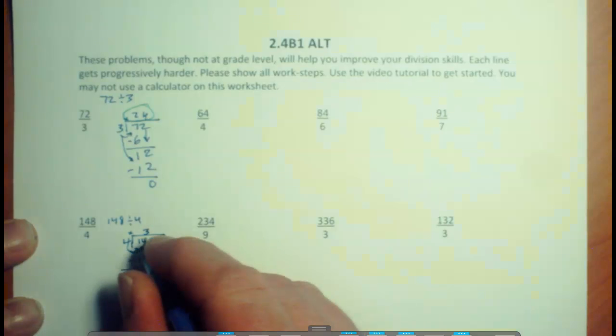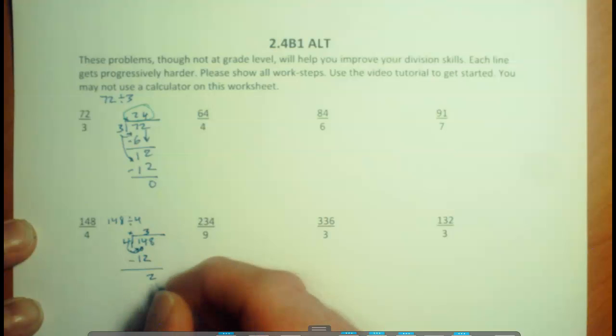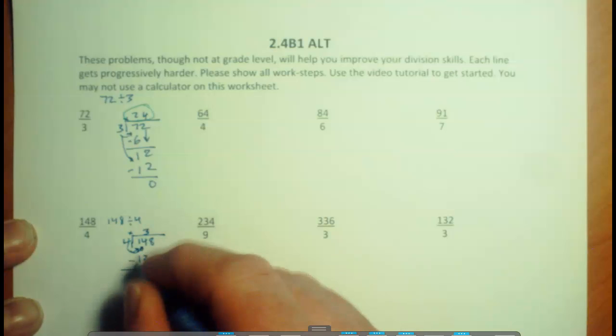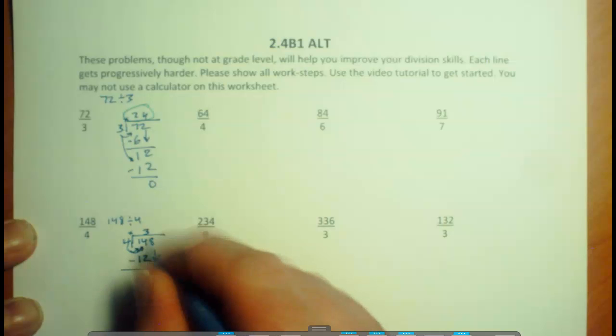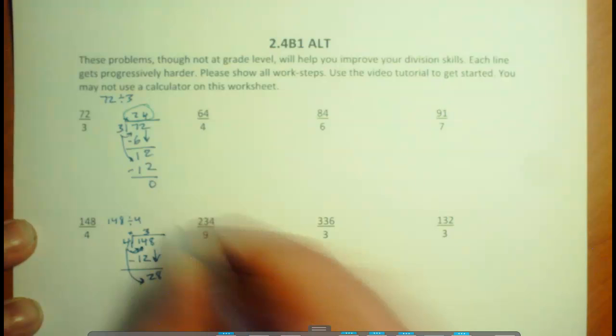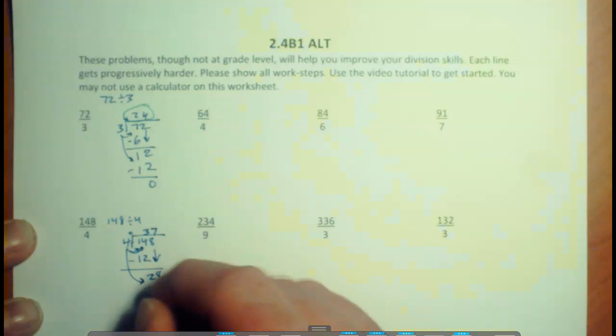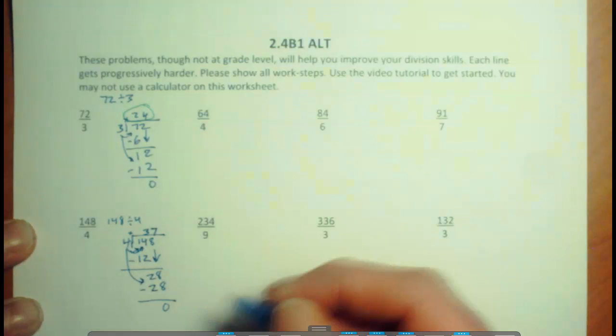We'll subtract. Well, 4 minus 2 is 2. 1 minus 1 is 0. So we have 2 left over. Now, of course, 4 doesn't fit into there, but we can bring this 8 down. Does 4 fit into 28? Yes, it goes in there. Let's see, 7 times. 7 times 4 is 28. 28 minus 28 is 0.